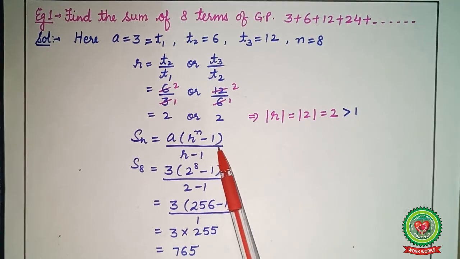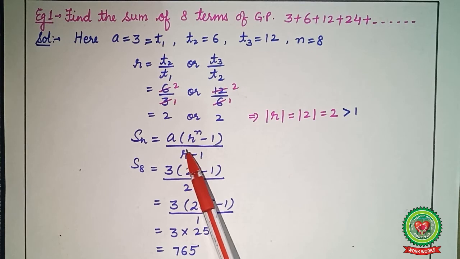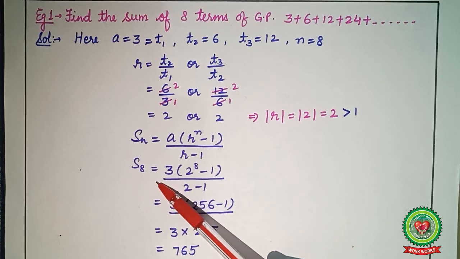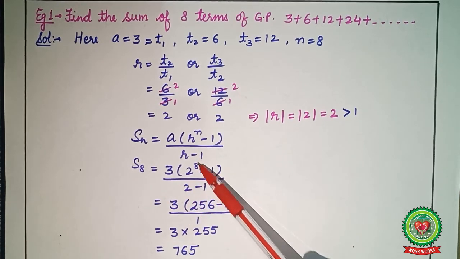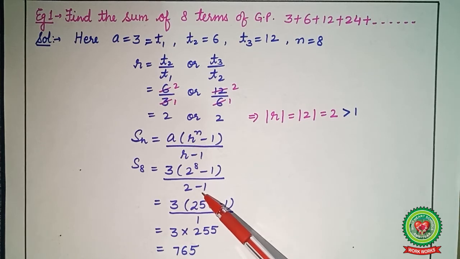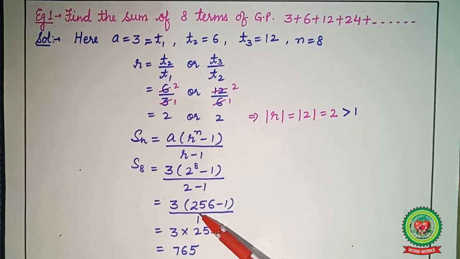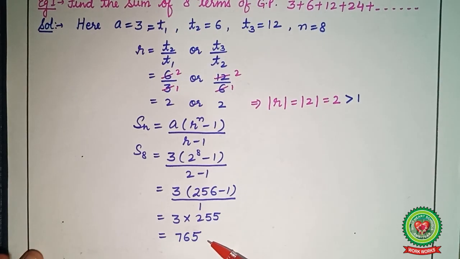So we will apply the formula Sn equals A multiplied by R raised to power n minus 1 upon R minus 1. Now put the values of n, A and R, and we get S8 equals 3 multiplied by 2 raised to power 8 minus 1 upon 2 minus 1. Now 2 raised to power 8 means 2 is multiplied 8 times. We get 256 minus 1, which is 255. So 3 multiplied by 255, the answer comes out to be 765. In this way we have to apply the formula.